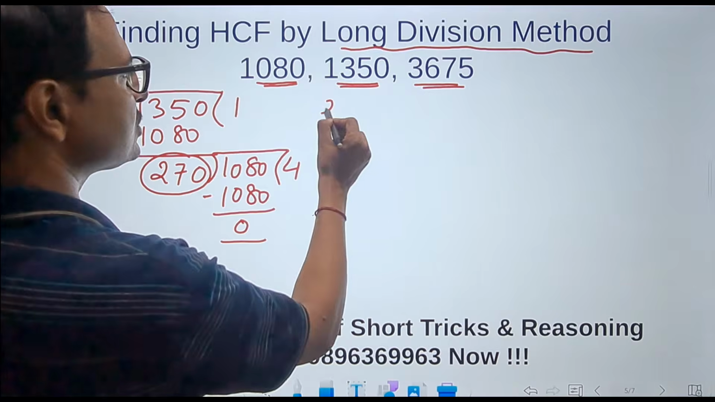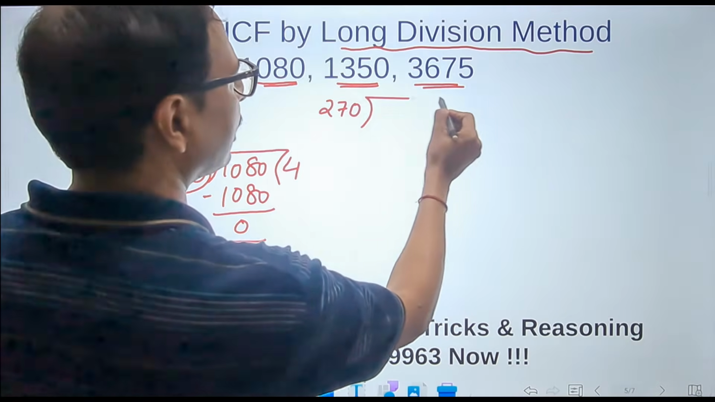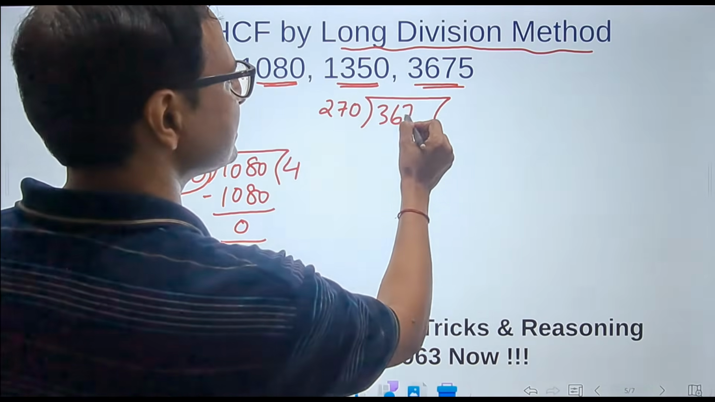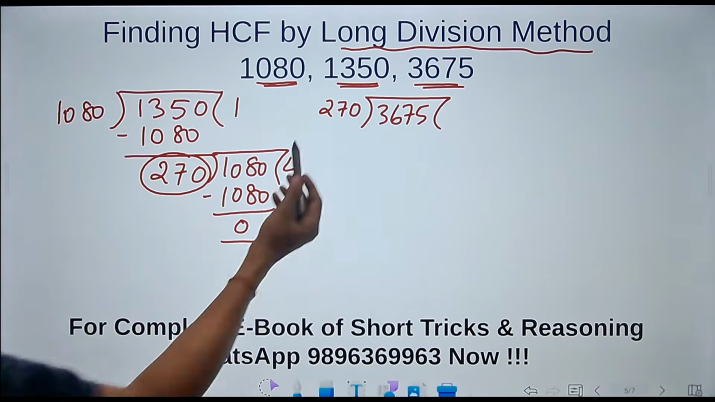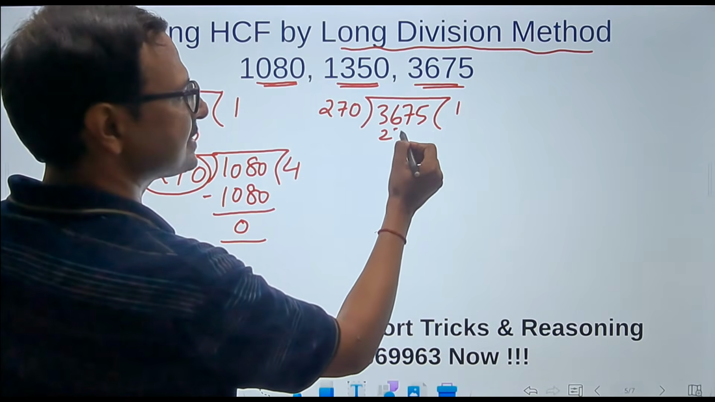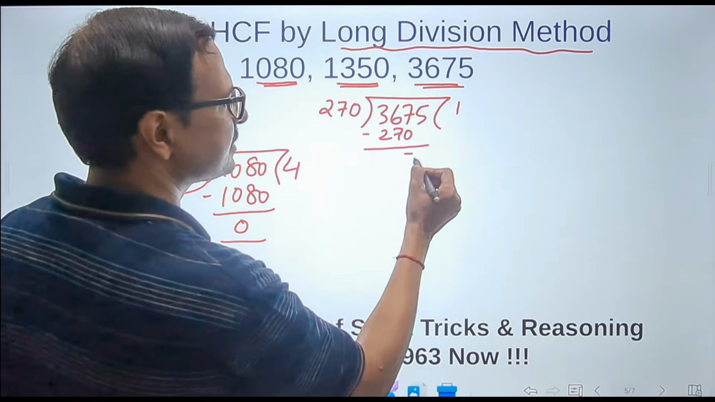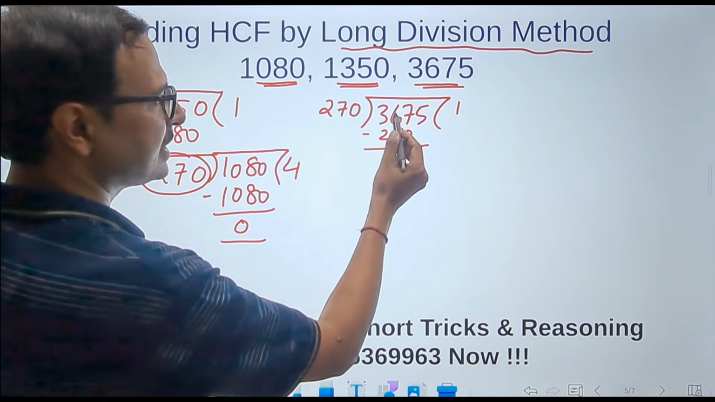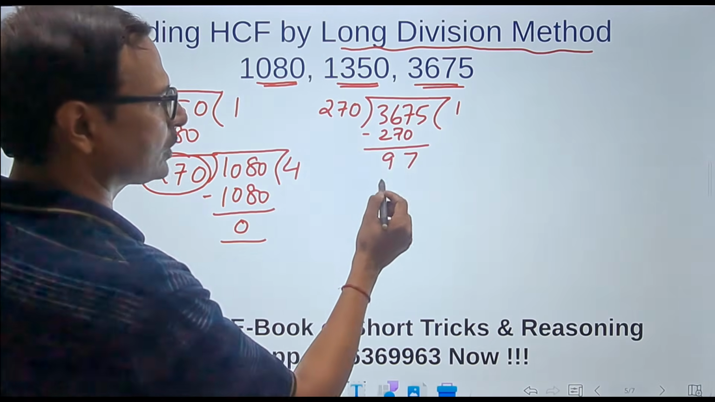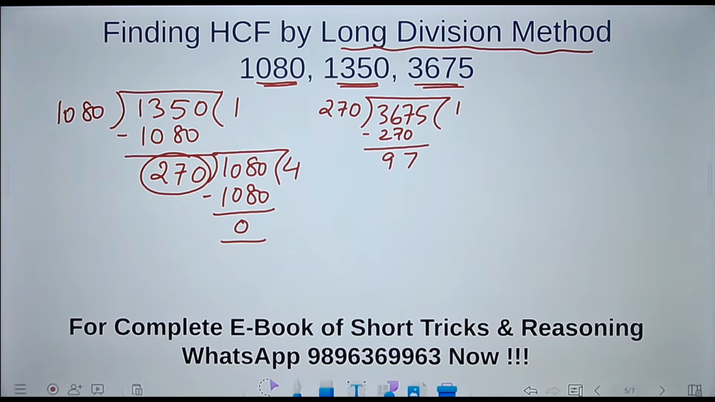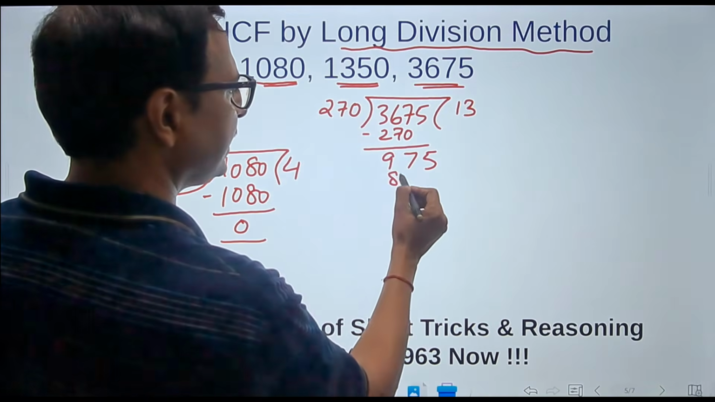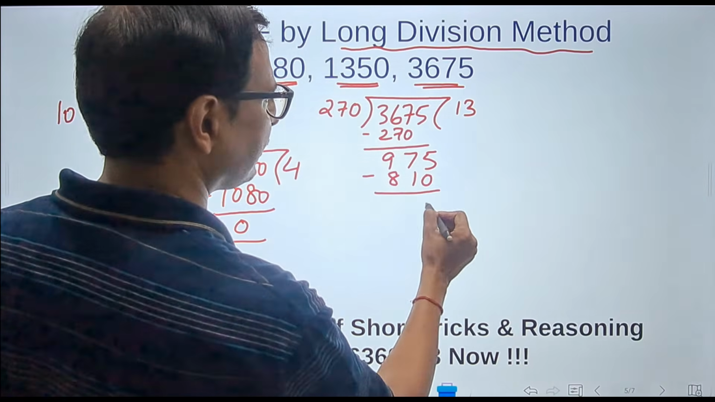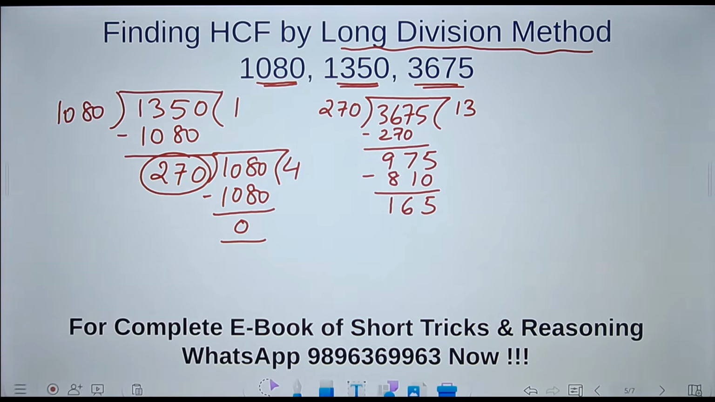So now what I do is 270 becomes the divisor for the third number, 3675. So now I have to do the division process all over again. So 270 ones are 270, so I can subtract. This becomes 7, and this is 16 minus 7 9, so 97, and I have to bring the 5 down, right? So 270 3s are 810, so this gives me 165.